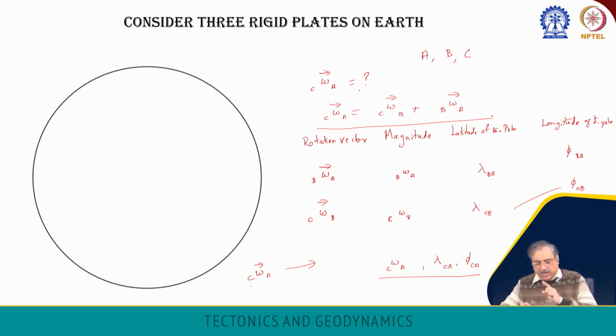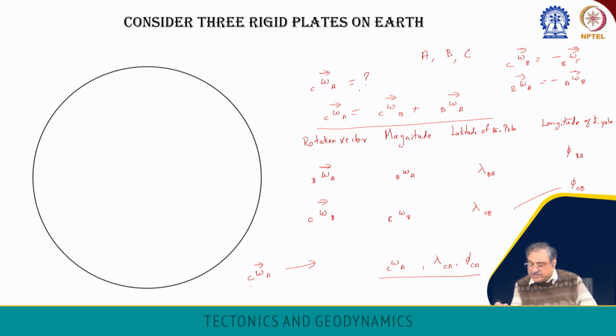Now the first thing to realize is that these actually carry a meaning. Since we know these are vectors, omega B with respect to C is equal to minus omega C with respect to B. Similarly, omega A with respect to B is equal to minus omega B with respect to A.